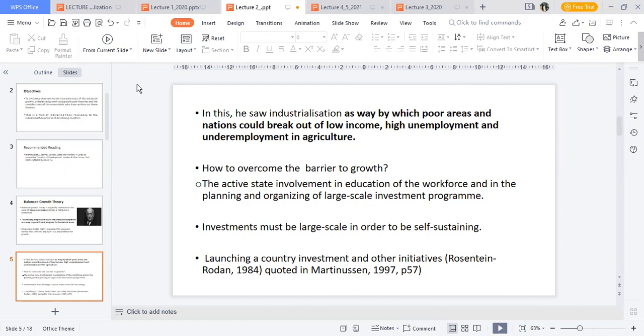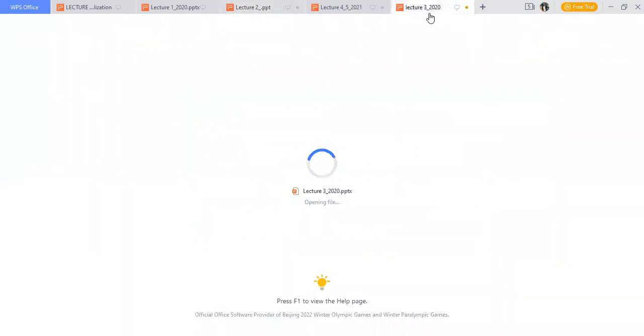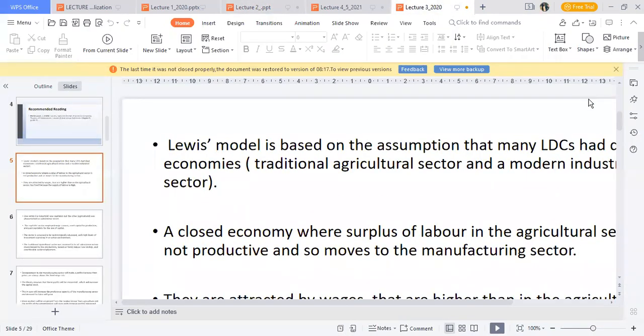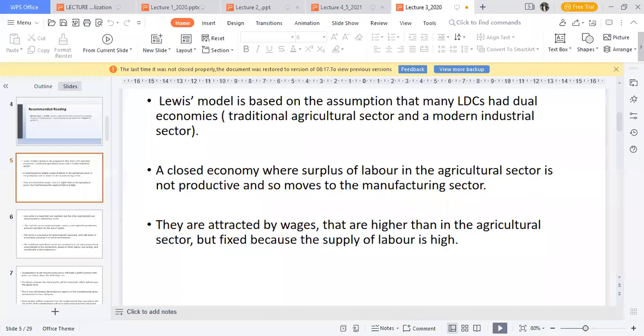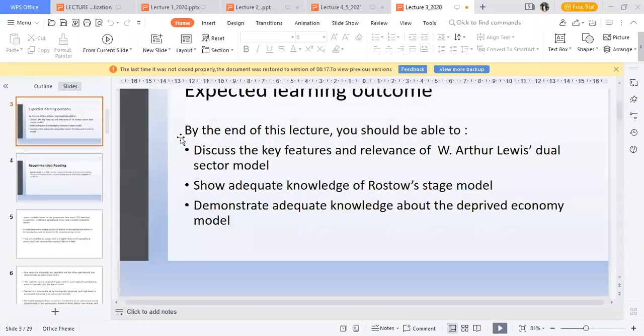Please, we are going to the next theory. The theories are plenty, but I'm trying to make sure I finish everything. Are we understanding? If you're not understanding, I'm working in vain. Are we understanding? Hello, I want feedback, please. I want feedback.